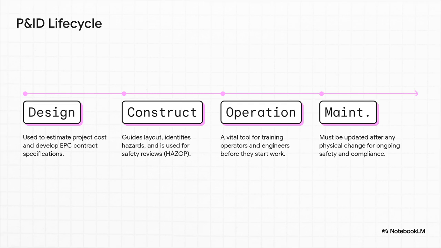In the design phase, it's used to figure out how much the project's going to cost. During construction, it's the literal guide for building everything and for conducting critical safety reviews. Once the plant is up and running, it's the main tool for training new operators. And for maintenance, it has to be kept perfectly up to date because an inaccurate P&ID isn't just an inconvenience, it can be incredibly dangerous.